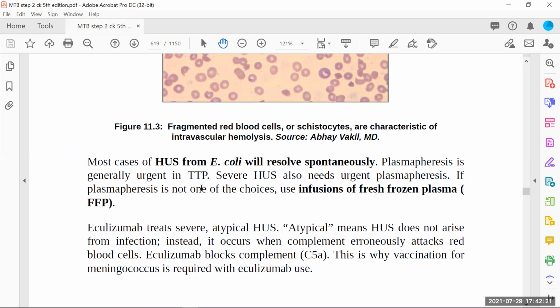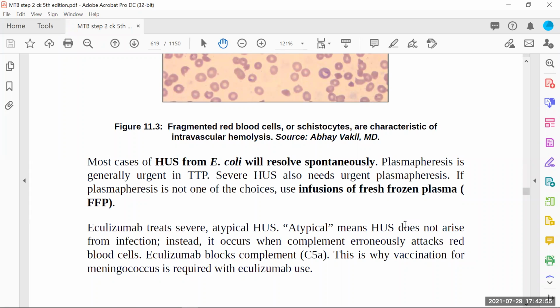Plasmapheresis is generally urgent in TTP. You have to remove all these unwanted, fragmented cells from the blood, and the procedure is called plasmapheresis. And if plasmapheresis is not one of the choices, then go for infusion of fresh frozen plasma. What are we going to get in fresh frozen plasma? In fresh frozen plasma, we will get platelets, and not only platelets, this plasma also has a lot of fibrinogen.